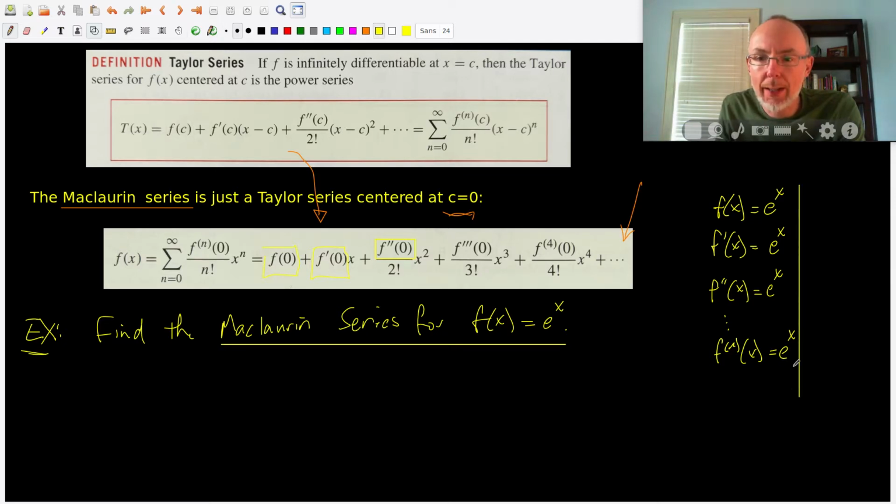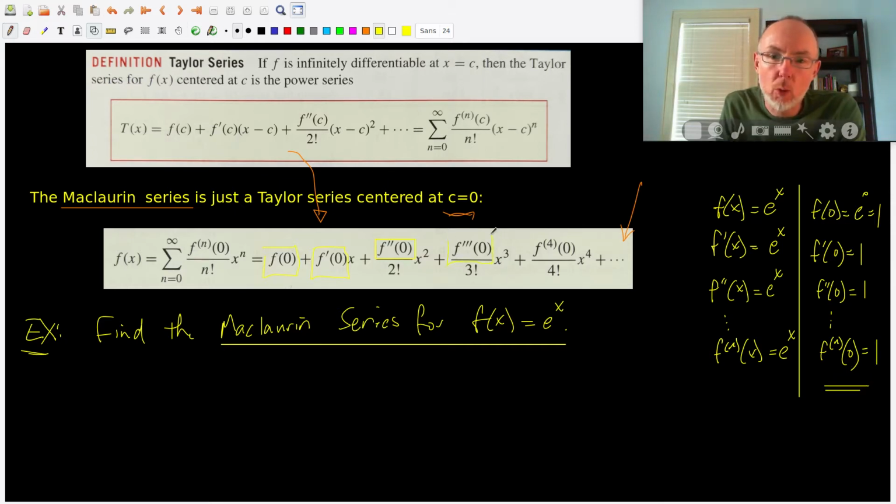So I can calculate these numbers I need. f of 0, well, that's just e to the 0, which is 1. And similarly, every single one of these derivatives is just 1 because I want the derivative at the center, and the center is 0. So every single derivative I calculate here at x equals 0 at the center will be 1, and that gives me all of these terms.